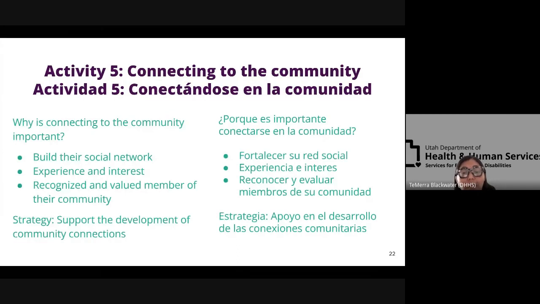So all these previous activities build towards activity 5. This activity provides strategies of how to support the person to be included and involved in their community. One strategy here is to support the development of community connection. And how do we do that? We plan from the perspective of the person's culture, values, preferences, and interests. So don't assume you already know what connection or resources the person or family needs.